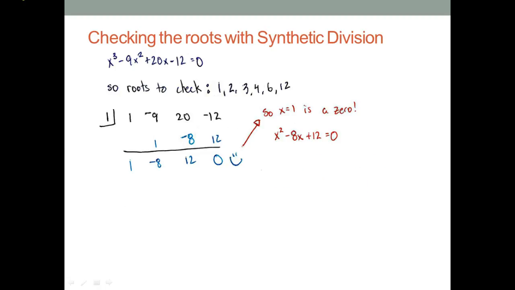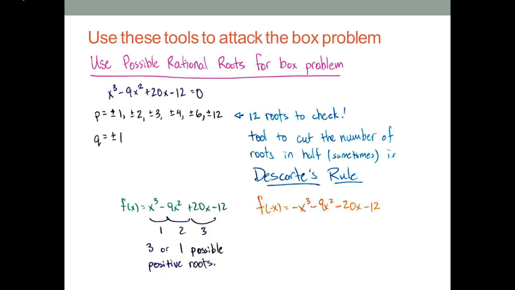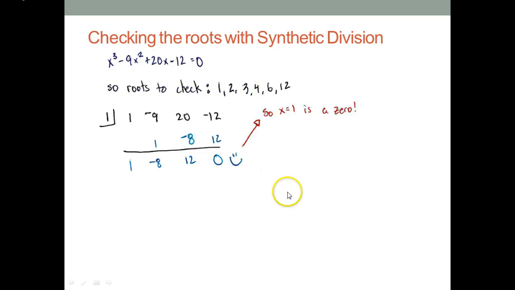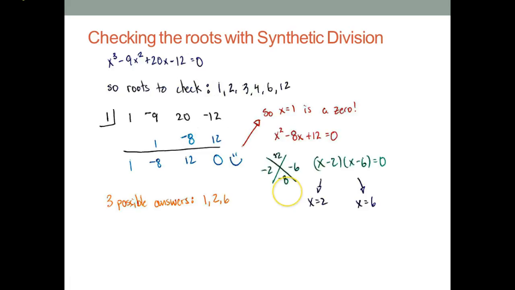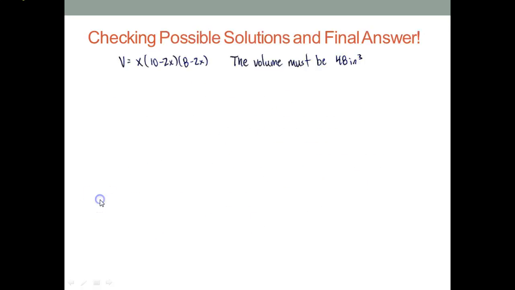And actually, if you recall, I'm going to rewind real quick, that I have 3 or 1 possible positive roots from Descartes' rule. So this, in fact, validates and proves Descartes' rule that I have 3 possible answers, 1, 2, and 6. Awesome. This means I can actually just check the solutions and I can have a final answer.